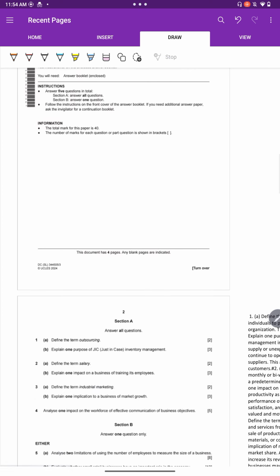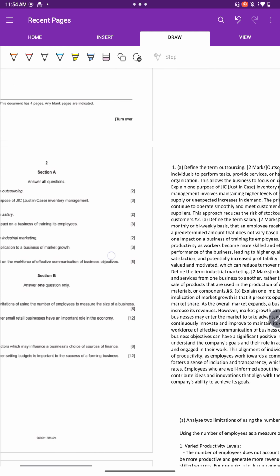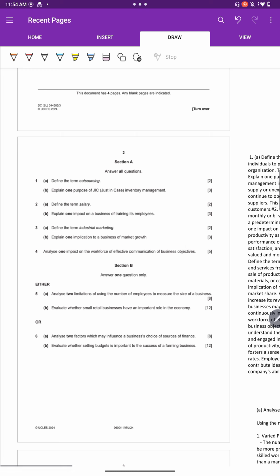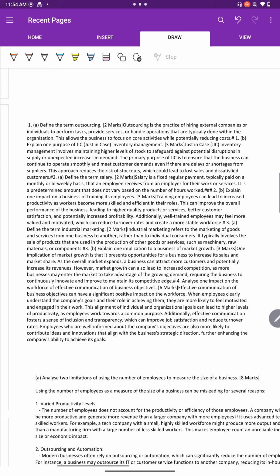So this is my paper one, variant one. Okay. So we have the first section A, and we need to solve these 2, 3, and 5 mark questions. So let's see. Okay. So the first question is define outsourcing.